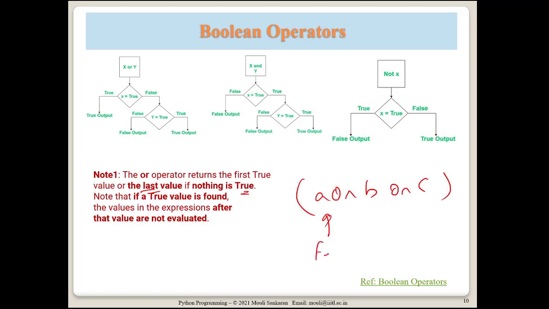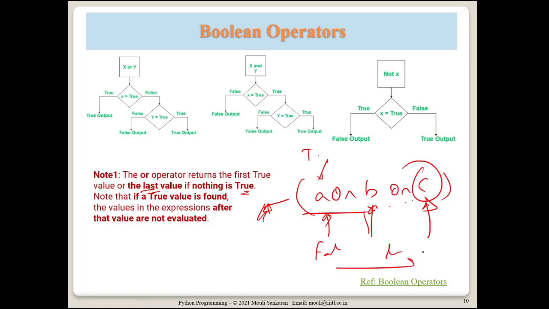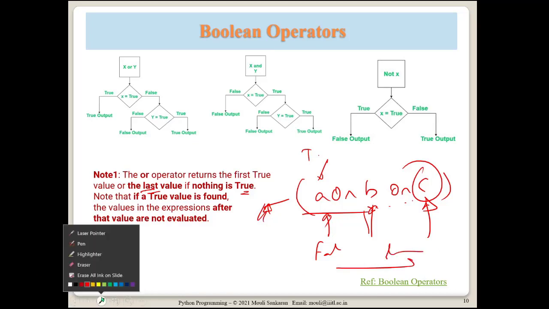If this is false, then only it will compute the remaining one. If this happens to be true, then it will stop. So if everything is false, then it returns the last value, whatever is computed here, or if a true value is found in between, then it computes that. Again, you know that this is going from left to right, so there is no confusion there.